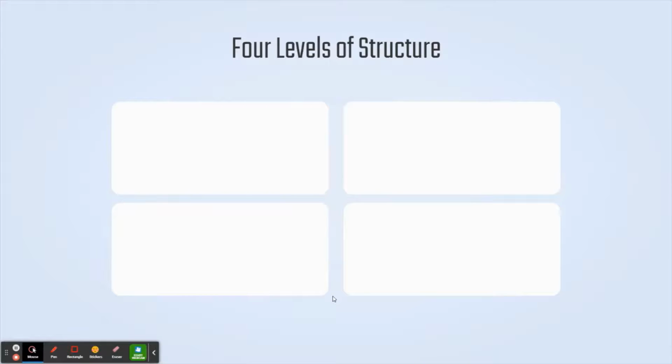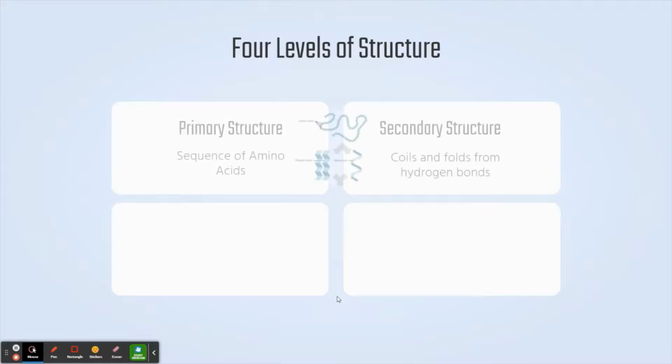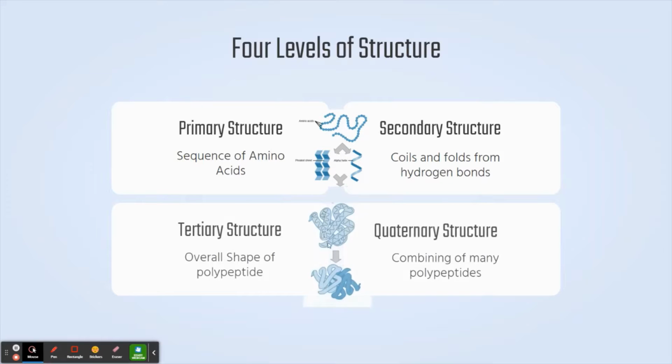One idea about proteins is their 4 levels of structure, which is increasing in complexity. So the first structure, or the primary structure, is the actual sequence of amino acids, and this can vary between different proteins. The secondary structure are the coils and the folds from the hydrogen bonding among these proteins, which can change the shape and make the protein have different function.